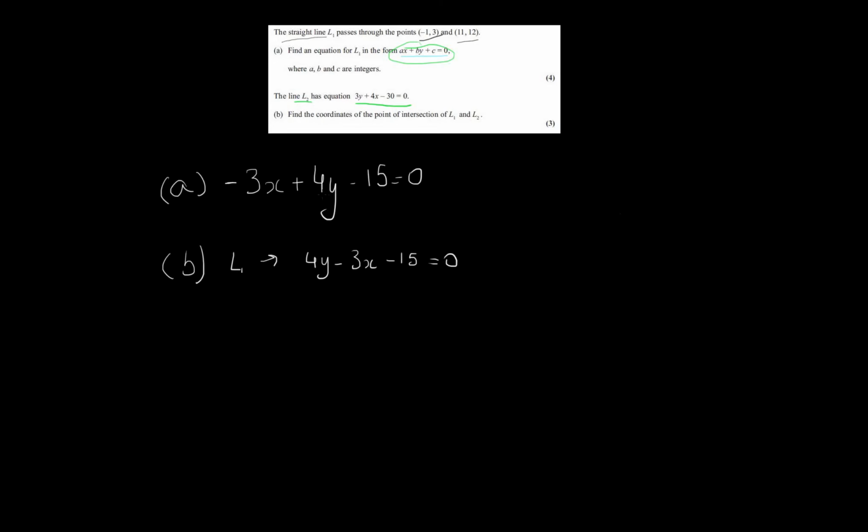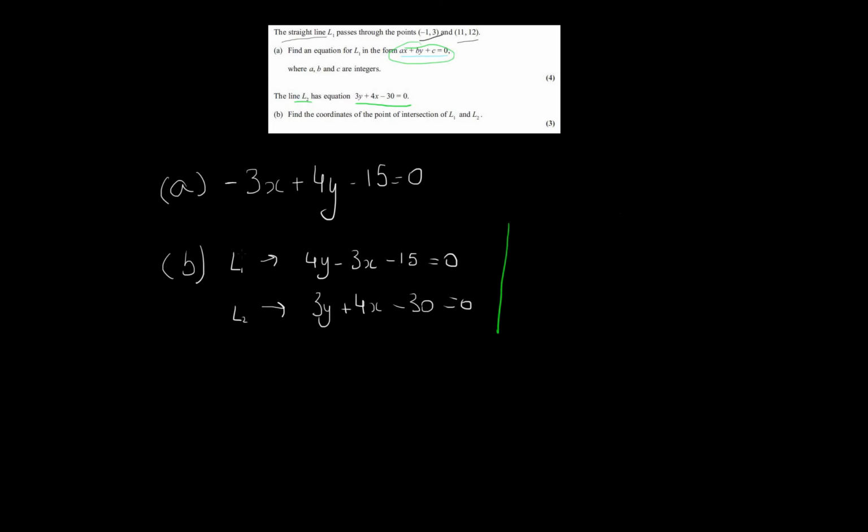And now here you might see that the order is different, but that really does not make a difference because whenever we put the value of x and y in here, it will always give the same answer. And then L2 has the equation 3y plus 4x minus 30 equals 0. And now if you pay close attention here, you might see that these two equations are actually simultaneous equations.